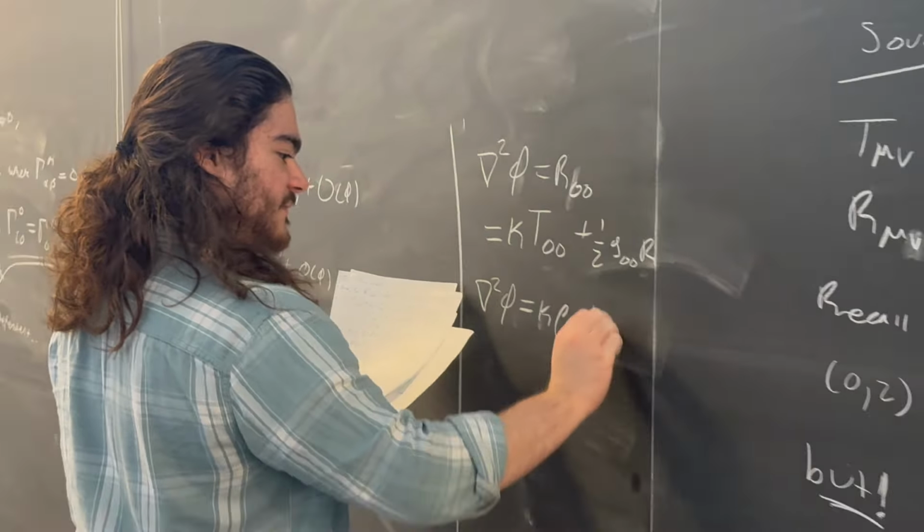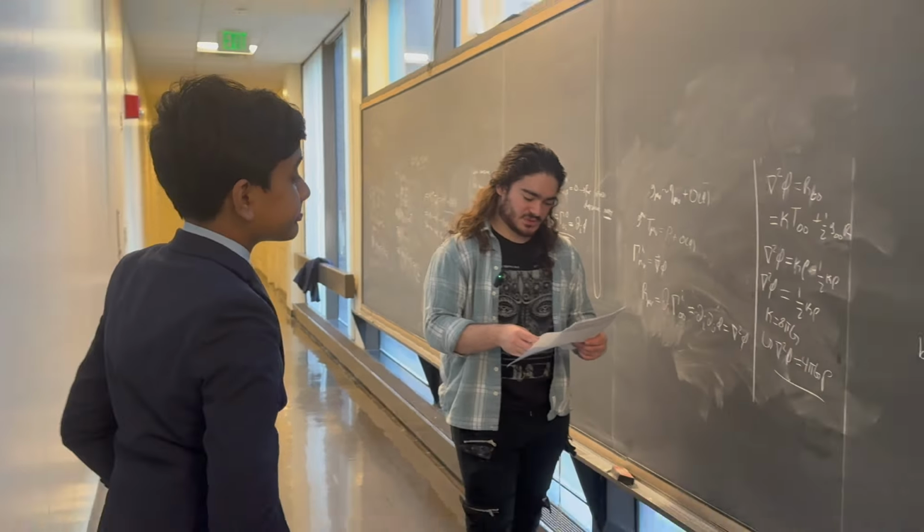And if you remember, I didn't derive it here, but if you remember that kappa is equal to 8 pi G, what happens when you substitute this in here is the Laplacian of phi is equal to 4 pi G rho, and this is exactly what Newton's law is. So indeed, the Einstein field equations do hold.